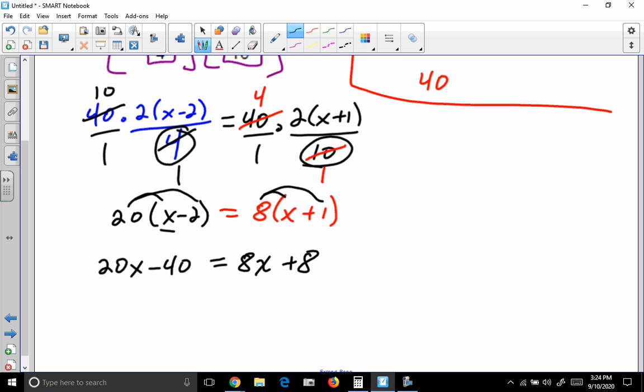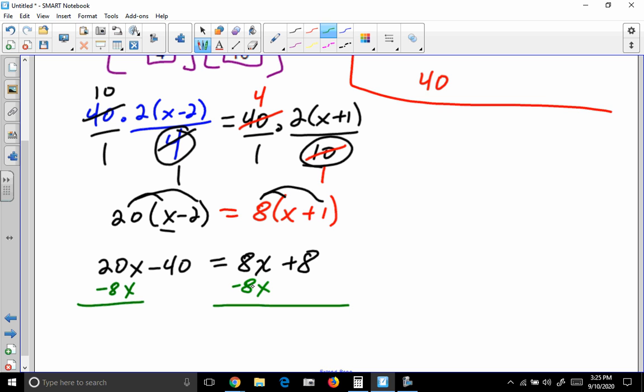So we've gotten rid of fractions. We've gotten rid of parentheses. There's nothing to simplify on this side, nothing to simplify on this side. So now we want to get all of our variables on the same side. So let's get our x's on the left side. So that means we want to get rid of the x's on the right. So to make this 8x go away, we're going to take 8x away from both sides.